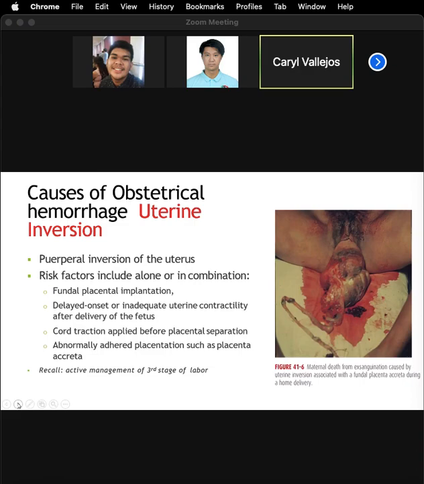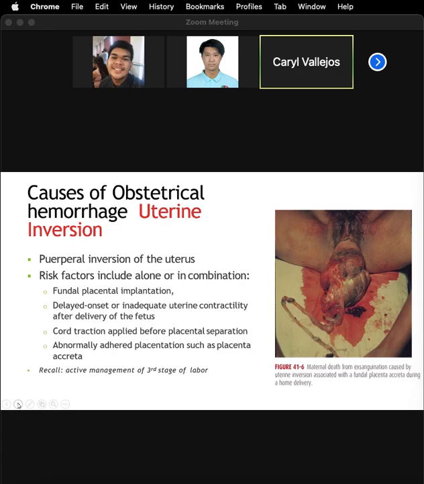So what other cause of your obstetrical hemorrhage aside from your uterine atony is your uterine inversion, also known as your puerperal inversion of the uterus. The risk factors, alone or in combination, are the fundal placental implantation, delayed onset or inadequate uterine contractility after delivery of the placenta, cord traction applied before placental separation, and abnormally adherent presentation such as your placenta accreta. So again, go back to the active management of your third stage of labor.